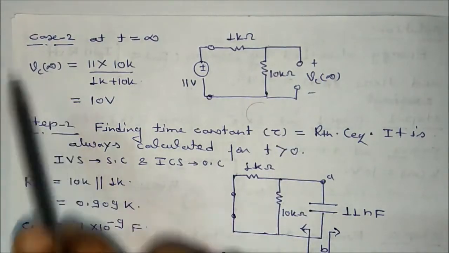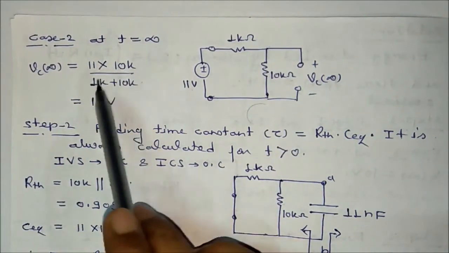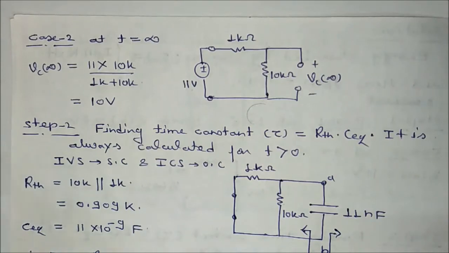We will get Vc infinite is equal to 11 into 10k divided by 1k plus 10k. That is equal to how much? 10 volt. Now the next step is what? Finding the time constant, that is equal to RTH into C equivalent, and it is always calculated for t greater than 0, and all the independent voltage sources will be short circuited and the current sources will be open circuited.